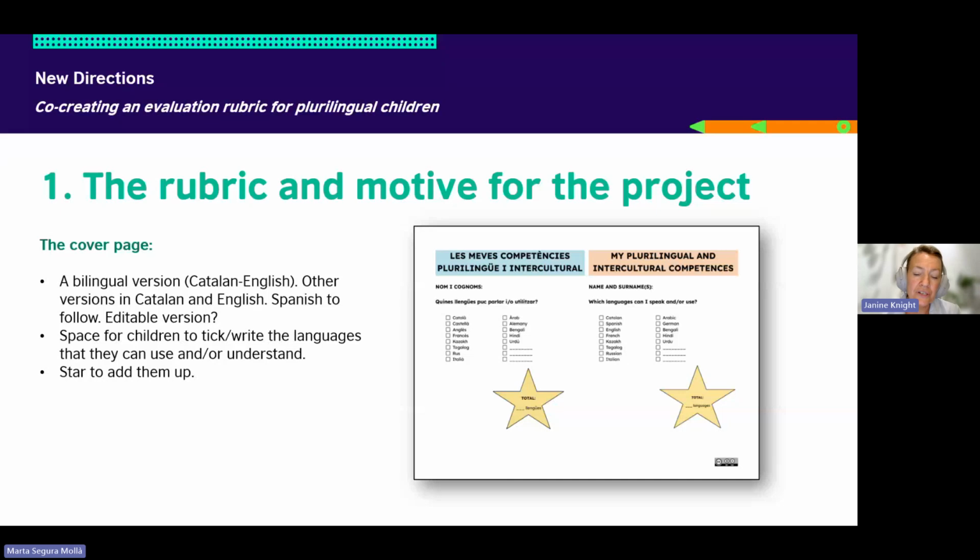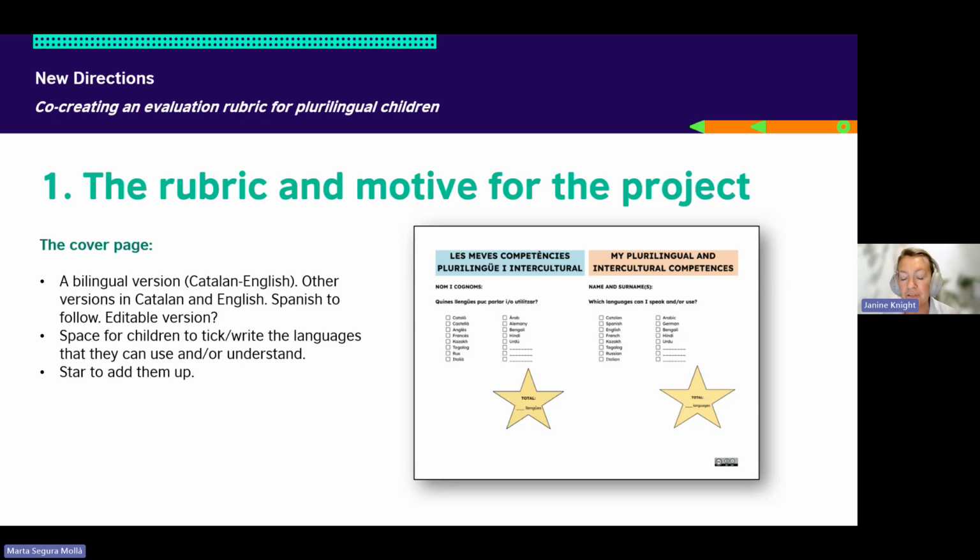Okay, so now we're going to present the format and the design of the rubric, the different parts of the rubric. And this is going to be followed by Marta describing the co-creation process with the partners. So here we have the first page, and this is the bilingual version. This version is in Catalan and English. And there are also versions in single languages in Catalan, single languages in English. A Spanish one is going to follow, and potentially an editable version.